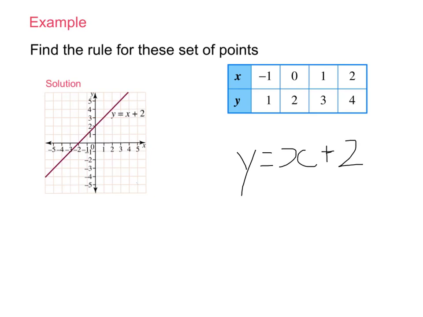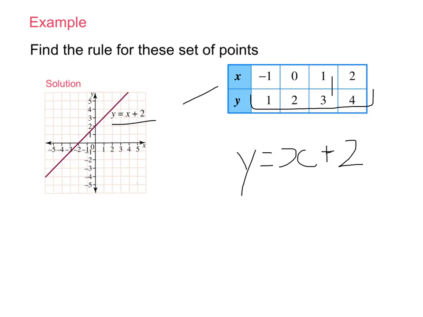We know that because not only did it work for one solution, but it worked for all solutions, and we tested all solutions. That's how we find out the rule. Look, and if we look here and we plot them, it does indeed equal y equals x plus 2.